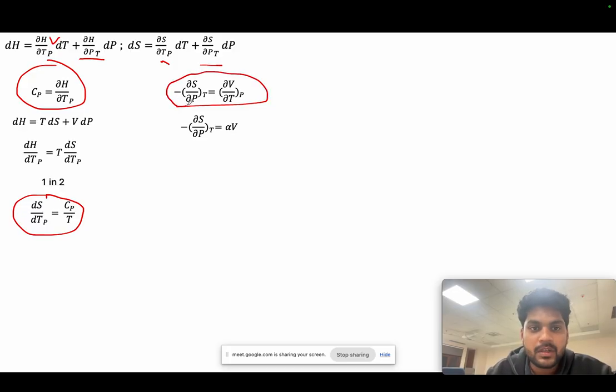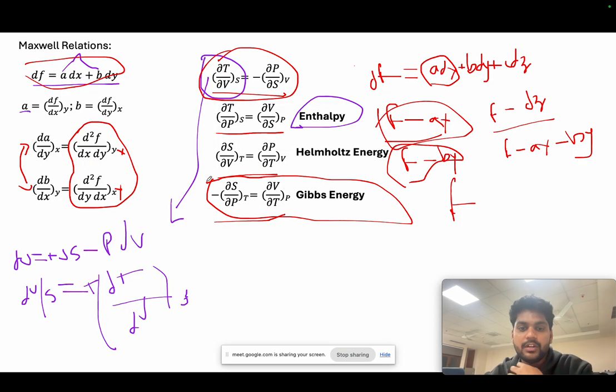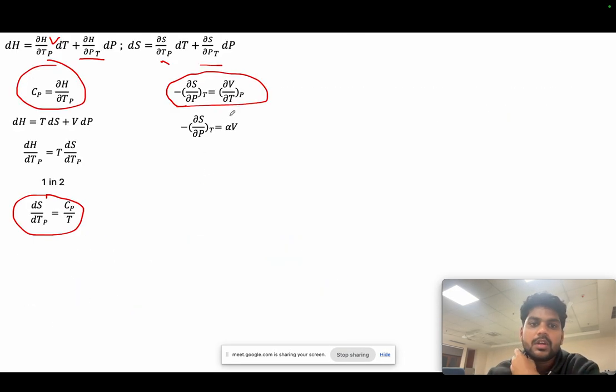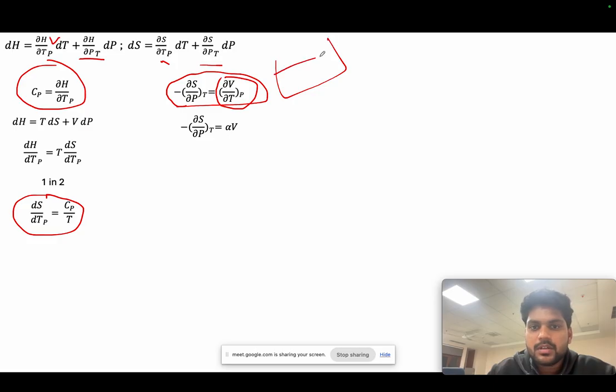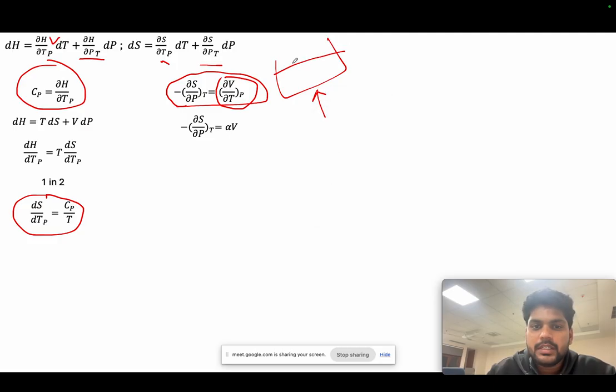If you see this equation, from the Maxwell Gibbs energy, if you can note it down, from this Gibbs energy I have got into this equation. This is nothing but the expansion. I am applying some temperature at the pressure, so the volume is increasing from this point to this point, which is nothing but the expansion alpha, and we got the V.